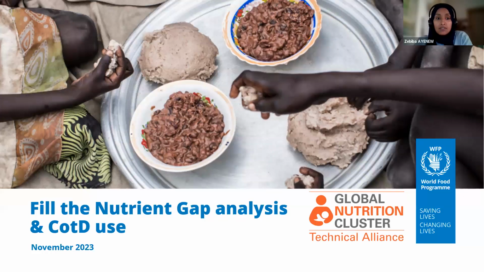So I will present on the cost of the diet tool developed by Save the Children and how it's used within the Fill the Nutrient Gap analysis here in WFP, a high-level overview. Next slide, please.